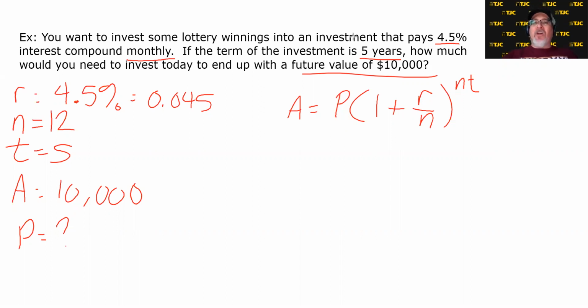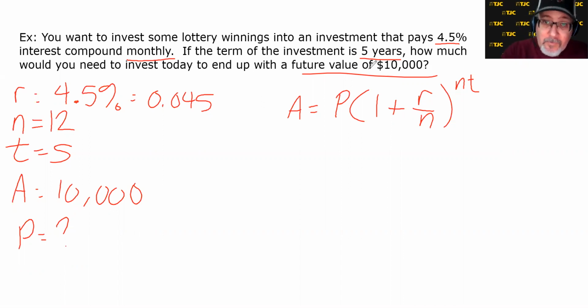Now there's 2 ways to do this. Number 1, plug in the numbers and then solve for P. Number 2, solve for P and then plug in the numbers. I'm going to choose the latter. I'm going to choose to solve for P to create a new formula that says P equals, and then we'll substitute all our numbers.